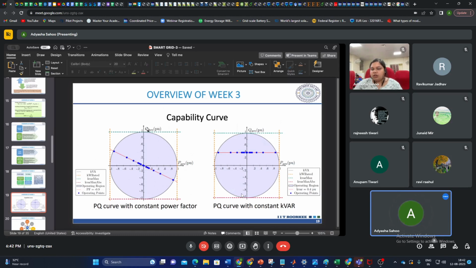Q generated. So by looking at this capability curve, can we say whether it is for a battery or for some other generating resource like a thermal generator? Can you infer from this capability curve what is the resource we are talking about? Like, this is the capability curve for which resource? A thermal generator or a battery?